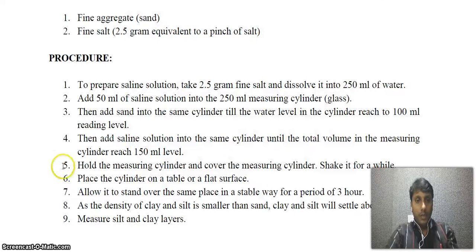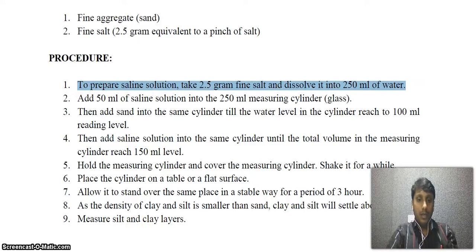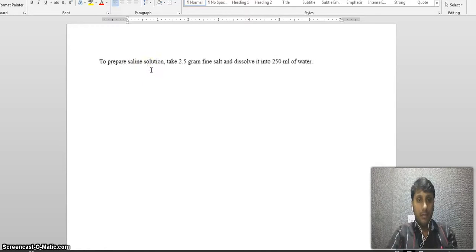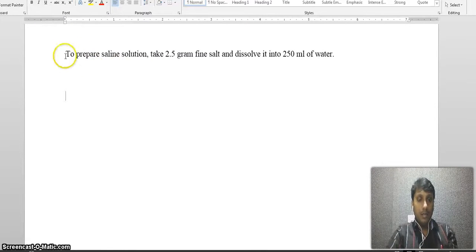See, as I explained to you, when you are writing the procedure, it should be in the past tense. Do not use I or we. It should be like a statement. For example, if you want to write this sentence as a procedure that you have done, you can paraphrase it. See, it is telling you to prepare saline solution. If you write it in the same way, when I am reading it while marking, it is like you are asking me to do the procedure.